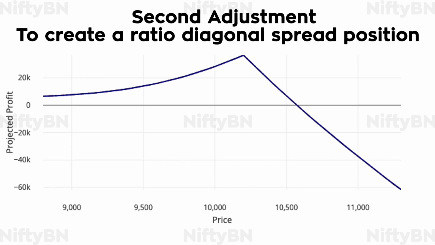This creates a ratio diagonal spread position, which would benefit from the anticipated bullish movement of the index. This adjustment not only removes the entire downside risk, but also pushes the upside break-even point farther away.